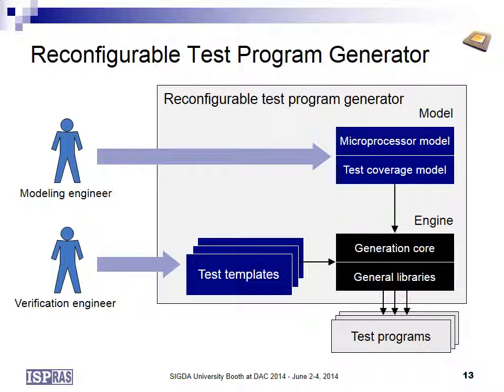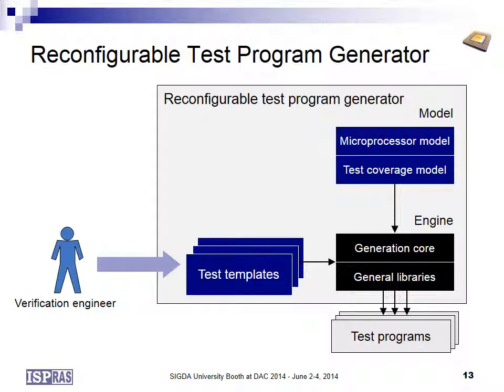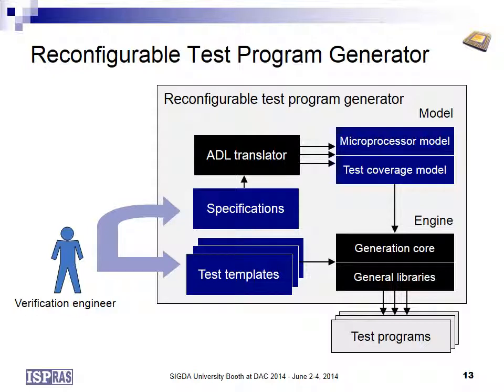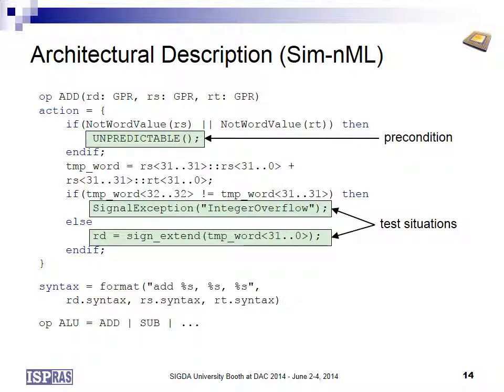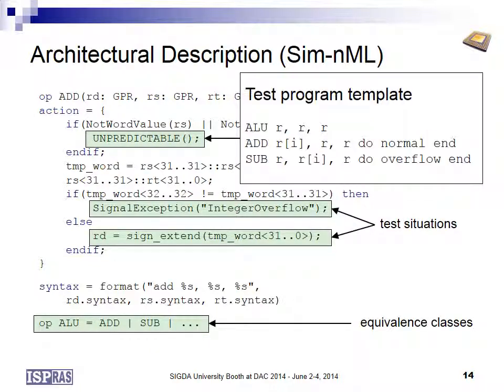MicroTESK is an advanced program generator, a so-called reconfigurable generator. The work of the modeling engineer will be done by the verification engineer only. This person, based on typical specifications with an LDL-like style of instruction set description, can generate, by means of the LDL translator, a model of the microprocessor. Here is an example of an LDL-like description of the instruction add, which is automatically processed into a part of the microprocessor model. Automatically, preconditions, test situations, and equivalence classes are extracted. Extracted test situations can then be used by the application engineer in test program templates.